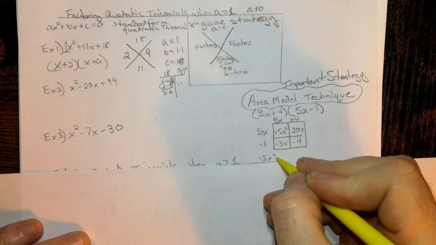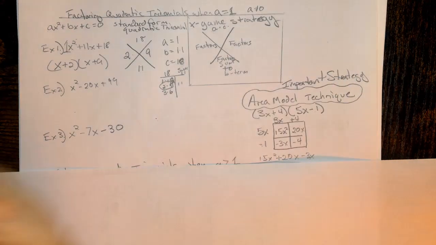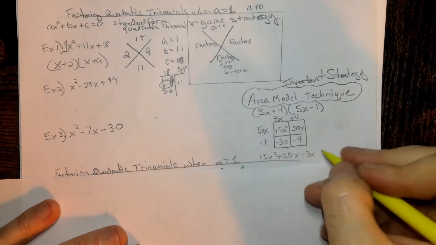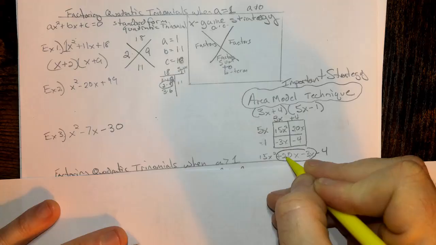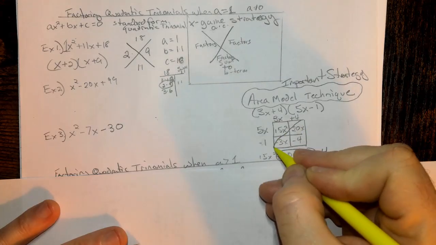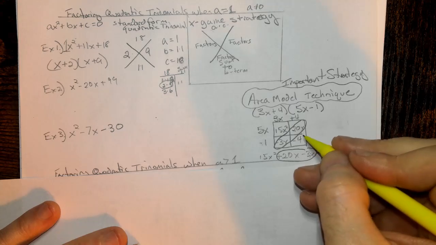And what I can see is that I have two terms that are the same within this sequence, which is these middle two terms, right? This positive 20x and this minus 3x, which is true in my area model, which is almost always the case.